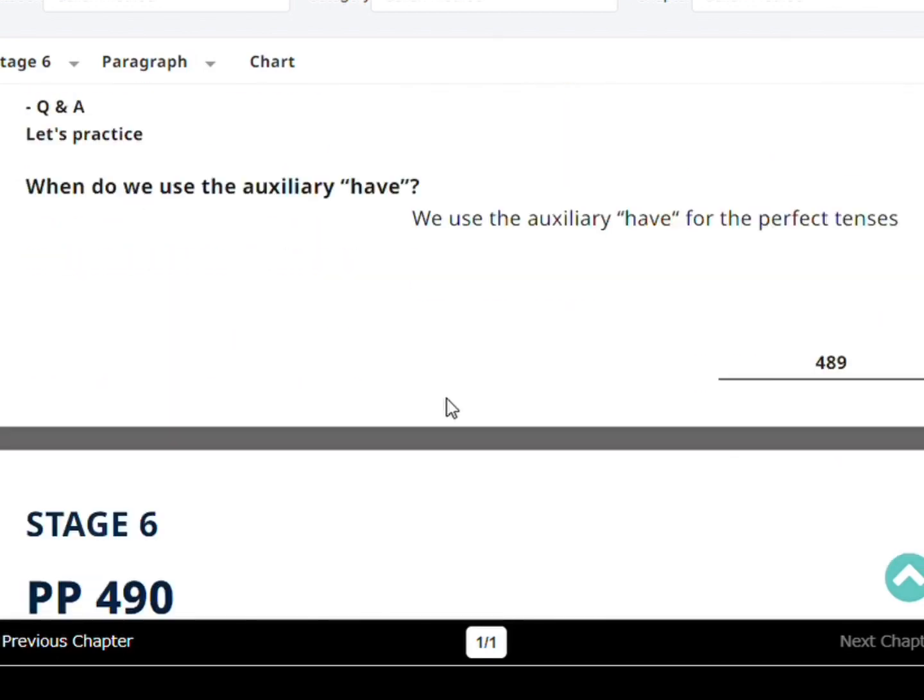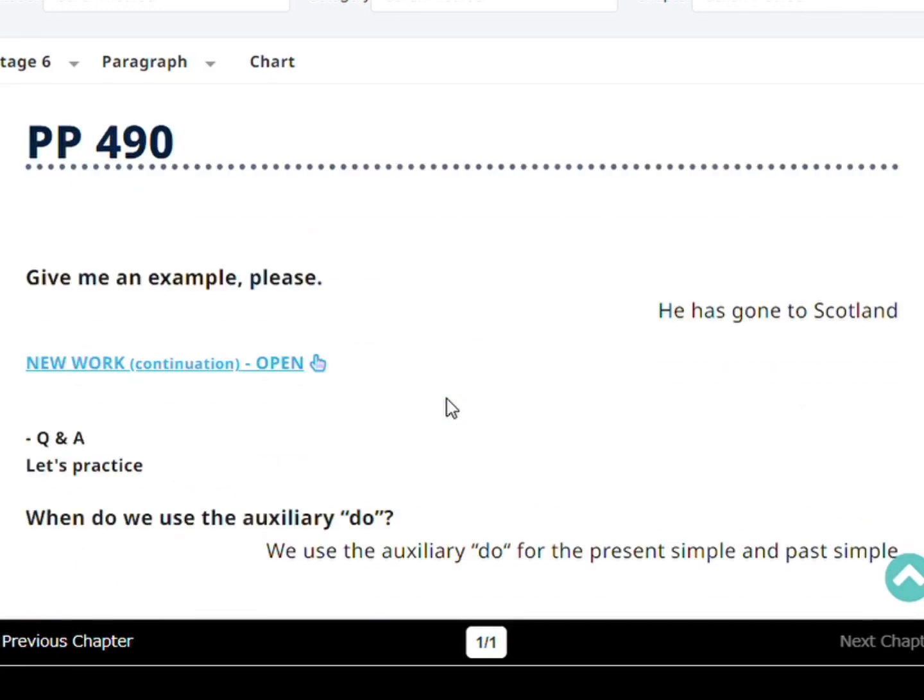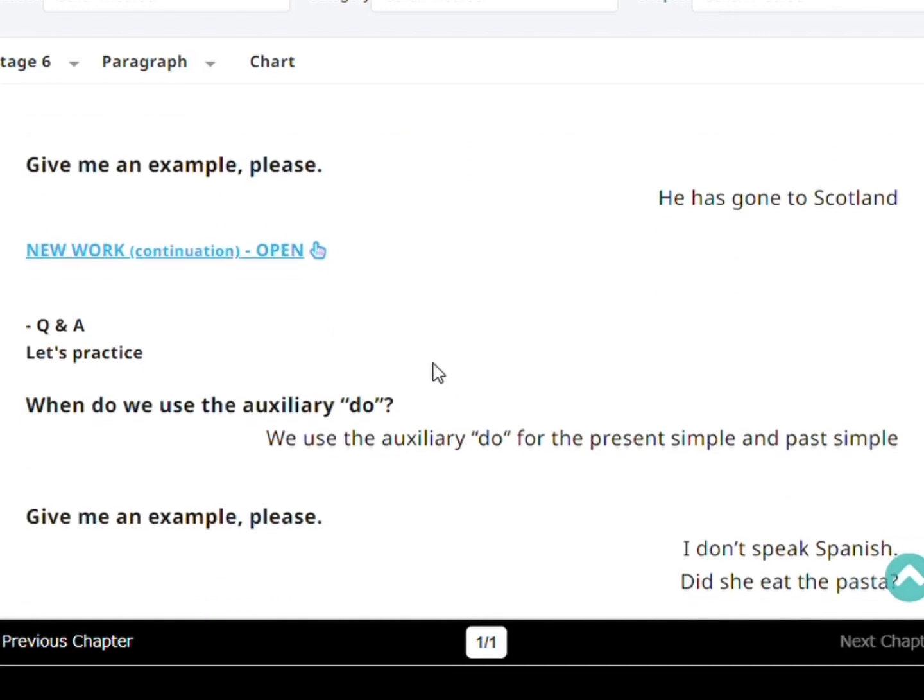Very good. When do we use the auxiliary have? We use the auxiliary have for the perfect tenses. Very good. Give me an example, please. He has gone to Scotland. Very good.